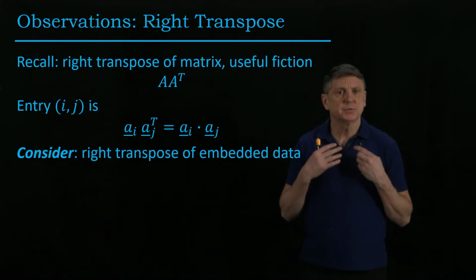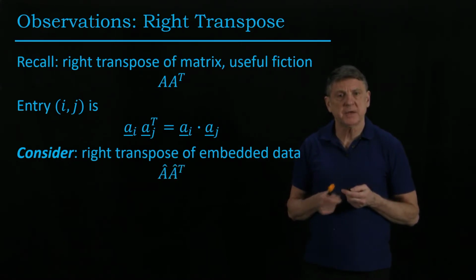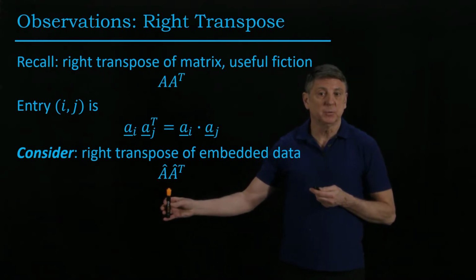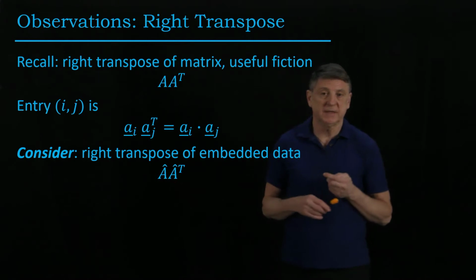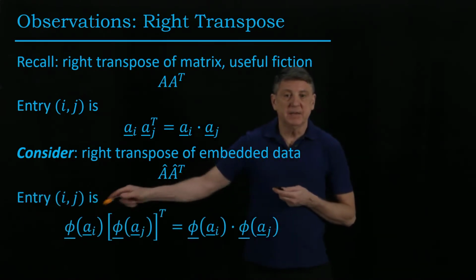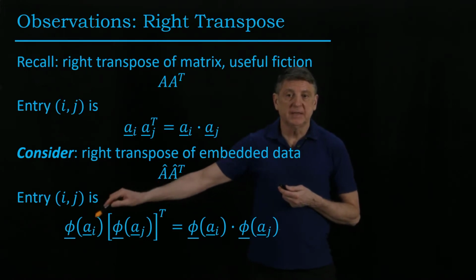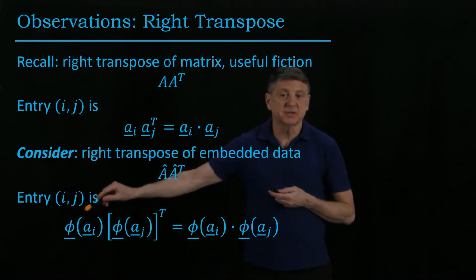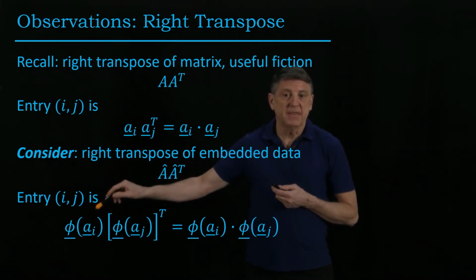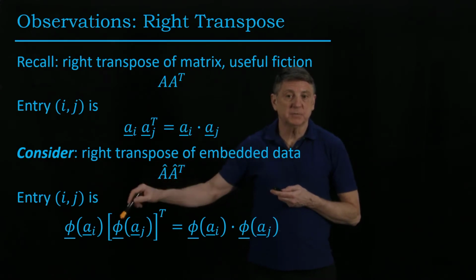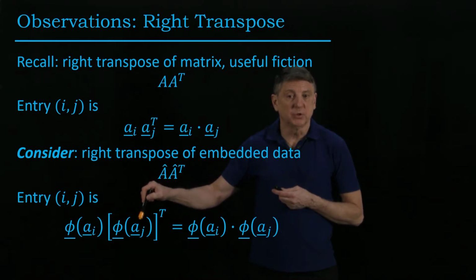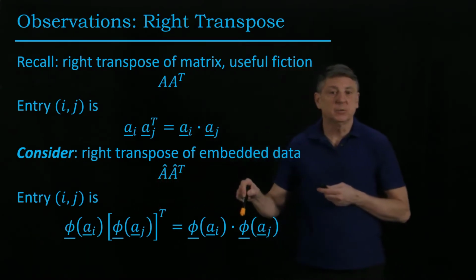So now what happens when we embed those data into a higher dimensional space? We would have the embedded matrix of our data, and then we would multiply that by the transpose of the embedded data. The embedded ith vector we're writing as the embedding function phi of the ith original data vector. Then we take the transpose, which is the embedded row j transpose, and that equals a dot product.